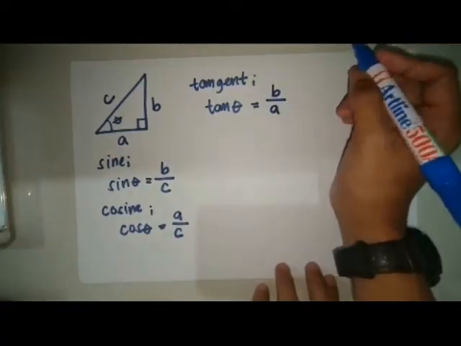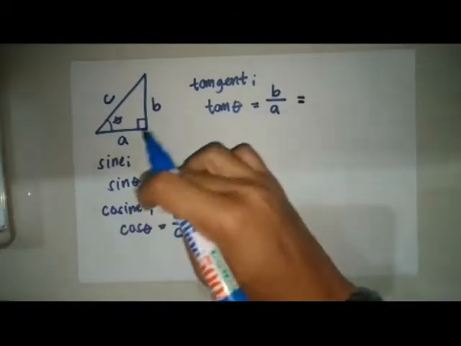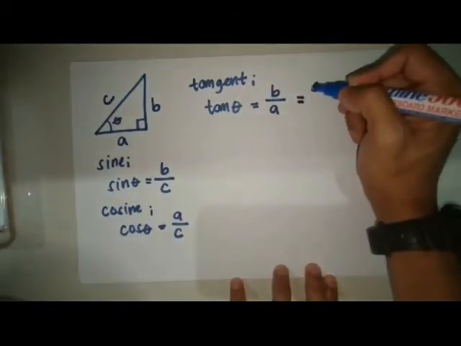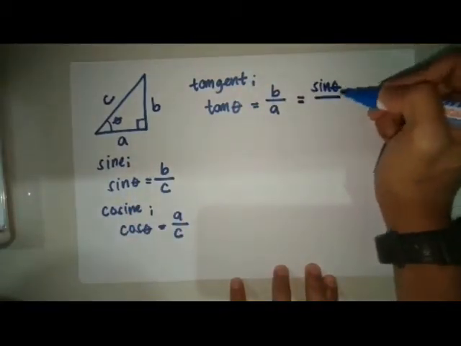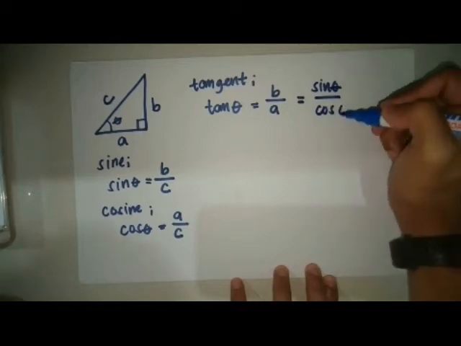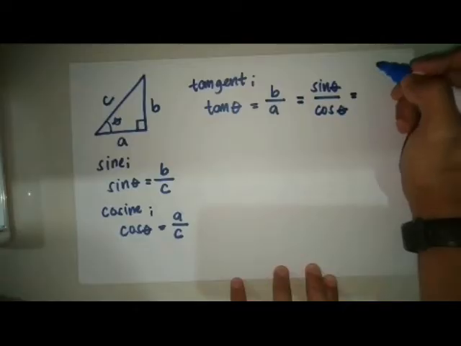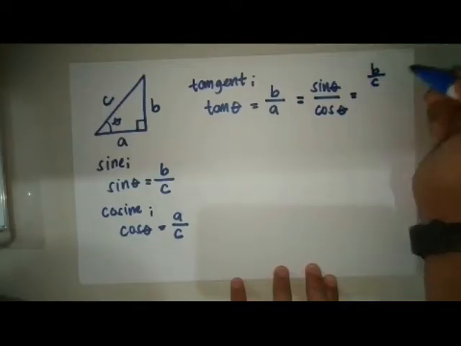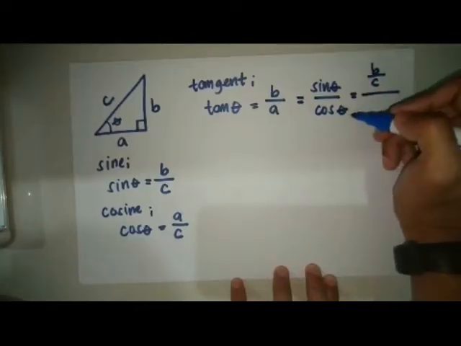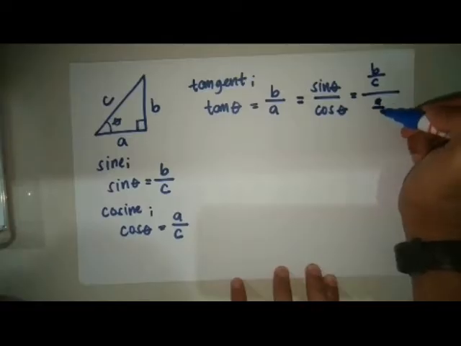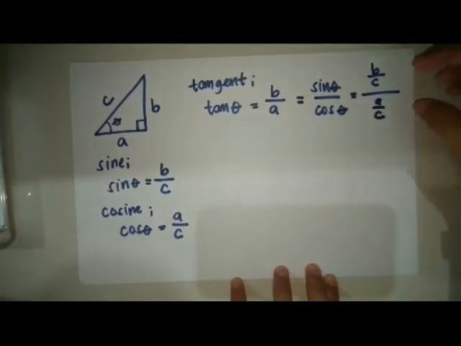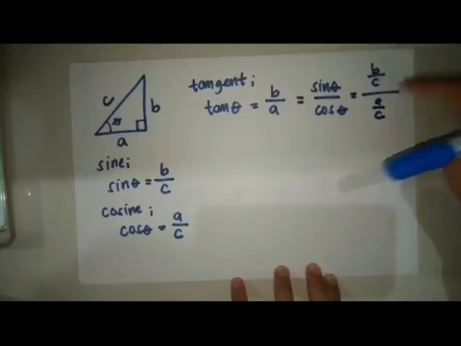Or simply put, we can say that that is equal to sine theta all over the cosine theta. So we can say that you have sine theta, that is B over your hypotenuse, and you have the cosine theta, that is A over your hypotenuse. So your hypotenuse here will just cancel out, so you have B over A.